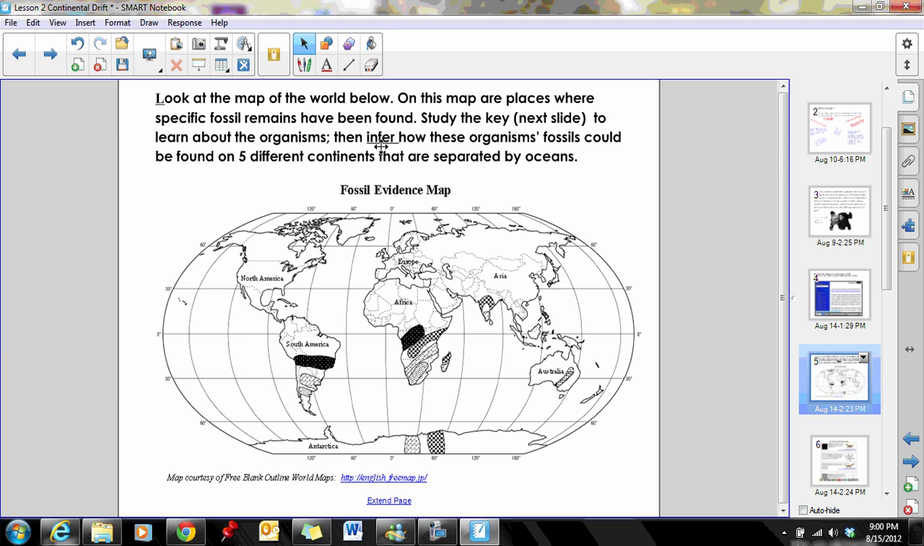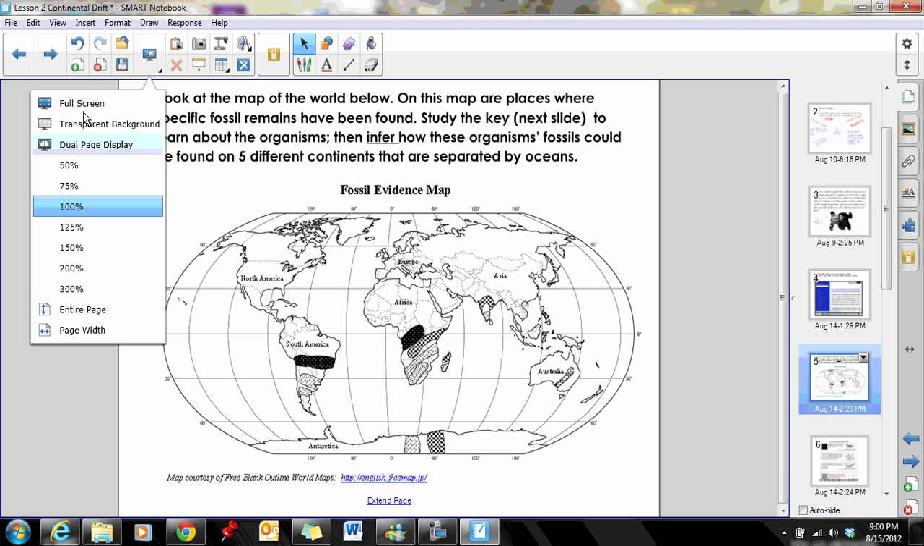So you need to make an inference. In other words, you need to make a statement about that, and I want you to put that in your notes. You're going to make a statement about how all of these fossils that match each other could be found on all these different continents. Because you can even see just from looking right here, and I'll make it a little bit bigger so we can really look.